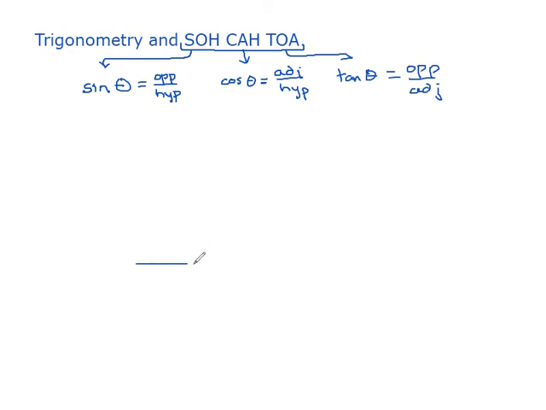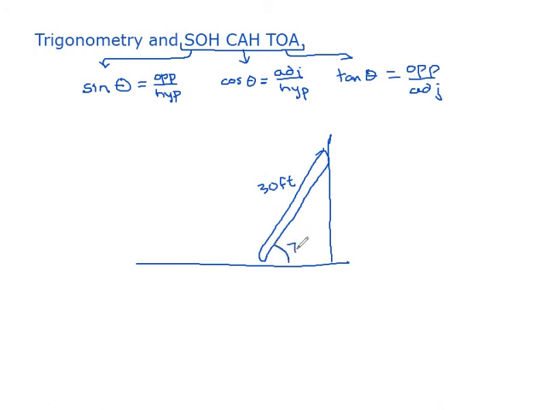What if we have, this is the ground, this is a wall, this is a ladder, and you know the ladder's 30 feet long because it says so on a sticker on the side of it, and this angle is 71 degrees. How far out from the wall is the bottom of the ladder?